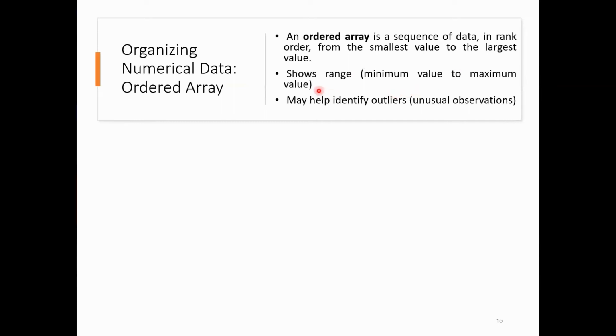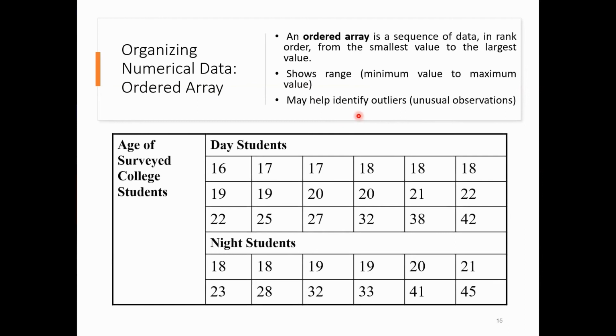So that is important. It shows a range, minimum to maximum. What does it help us with? It helps us with identifying outliers. Now this is an example of an ordered array. So you have day students. It's an age of surveyed college students. There are day students and night students. The number of students are ordered in an array such that it is from smallest to largest. Smallest to largest. So that is an ordered array.